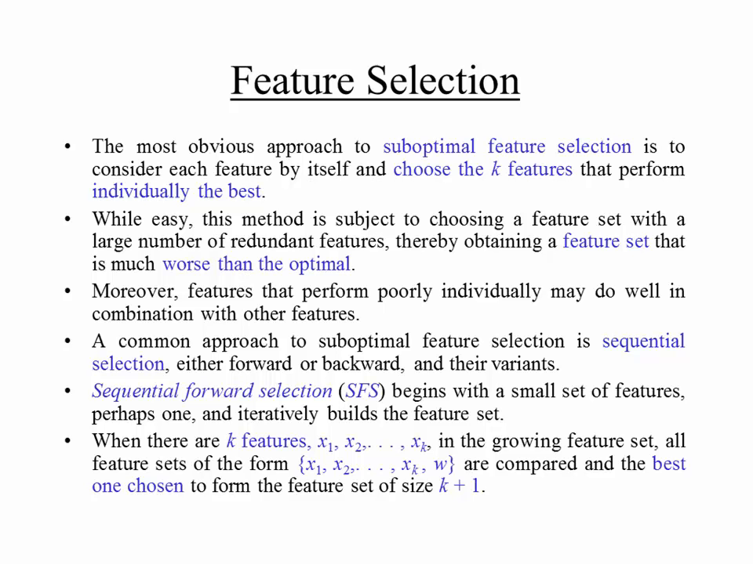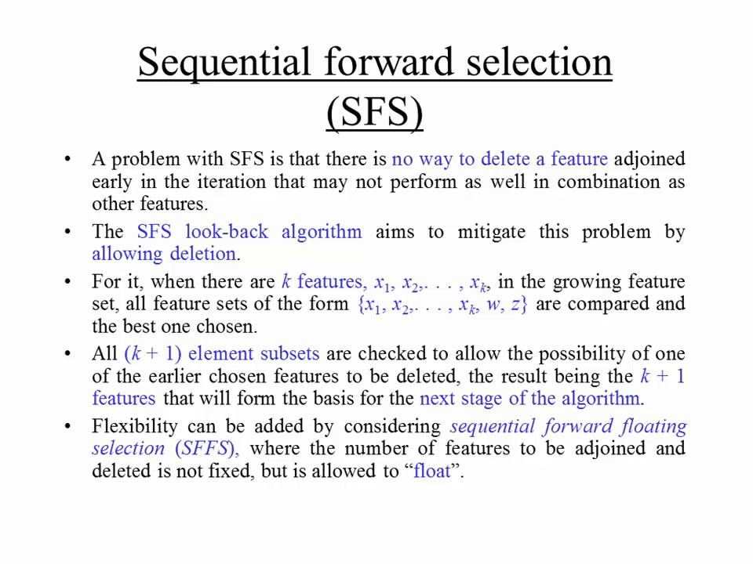The problem with this is that you just keep on adding. So if one of these, let's say x2, is not needed anymore, you don't have the ability to throw that out. What we now want to do is to add and then also be able to subtract. Again, it's all intuitive heuristic stuff, but it works, and that is the state of the art. So a problem with sequential forward search is that there is no way to delete a feature adjoined early in the iteration that may not perform as well in combination with the other features.